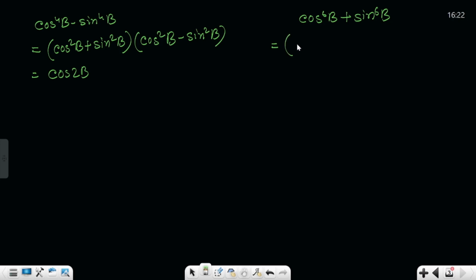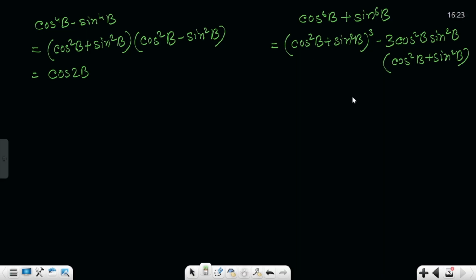So, this will be (cos²b + sin²b)³ minus 3 into cos²b into sin²b, into (cos²b + sin²b). Okay. So, cos²b + sin²b is equal to 1. So, this will be 1 minus 3 cos²b sin²b, right? And here cos²b + sin²b is equal to 1. So, we can write this.